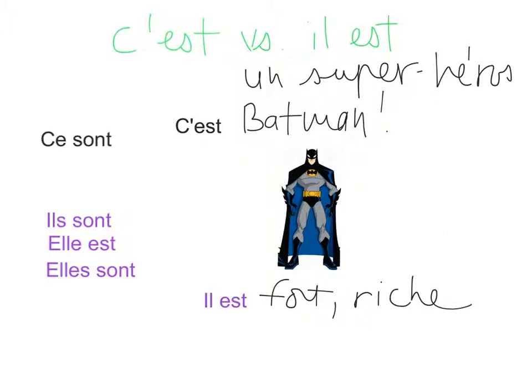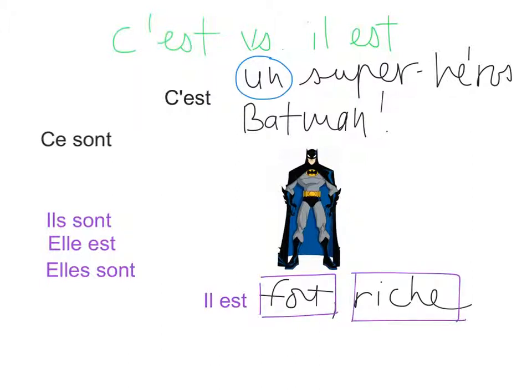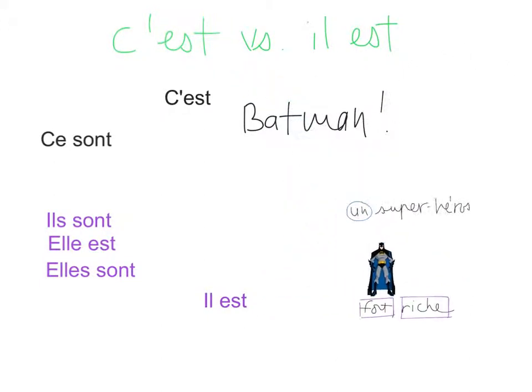Basically, whenever you use c'est right here, you need to have a name, so in the case here, Batman, or a noun. So the noun, of course, is going to be introduced by an article. C'est un super-héros. Whereas il est is going to be a bit different. For il est, what are you going to have? You are going to have adjective. Il est fort. Il est riche. So what does this mean? Let's take a look at a few other examples.